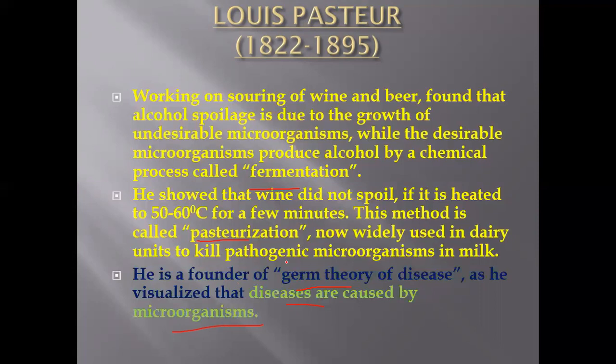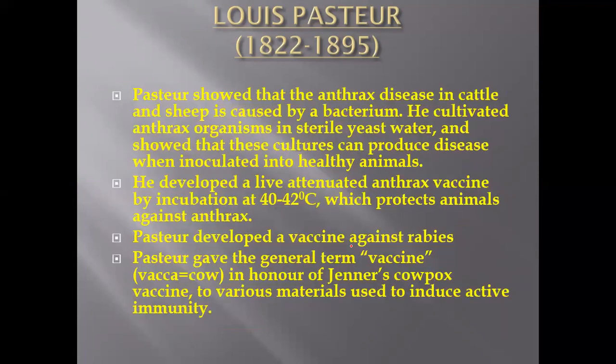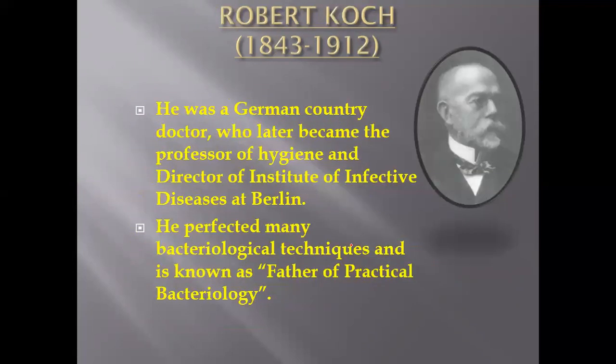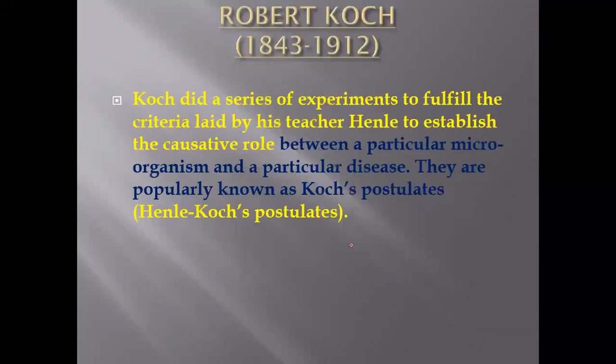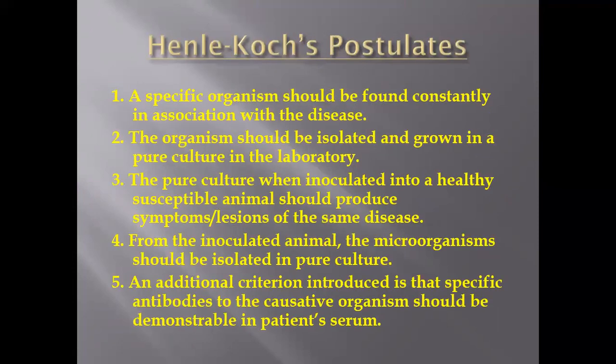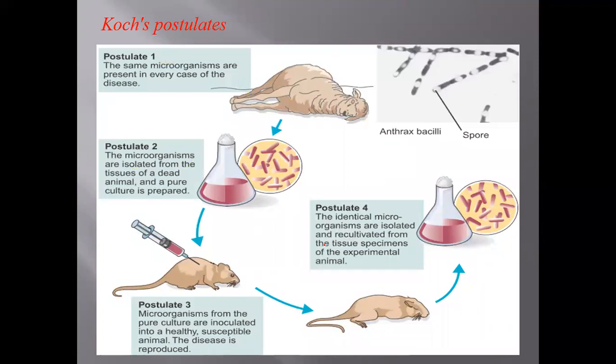And on this germ theory of disease, two scientists worked. One was Robert Koch and another was his teacher, Henle. Both of the scientists proved the germ theory of disease. And how did they prove it? They took a dead lamb which died due to some specific microorganism. They took some blood from that diseased lamb, cultured it and prepared a culture media of that microorganism.